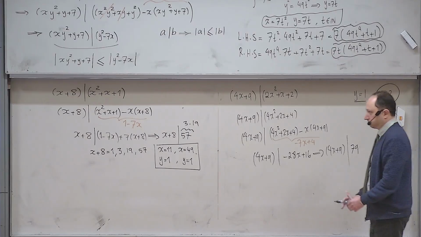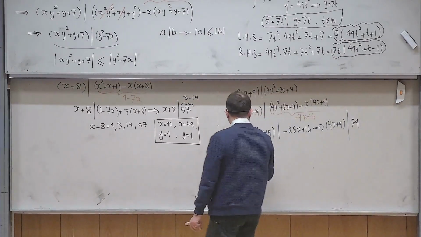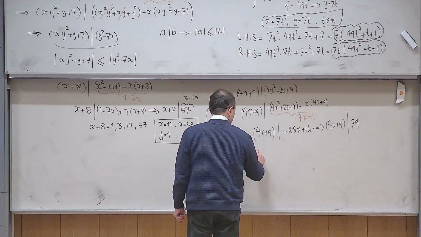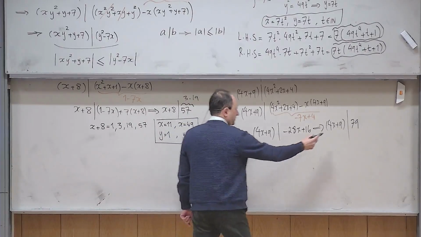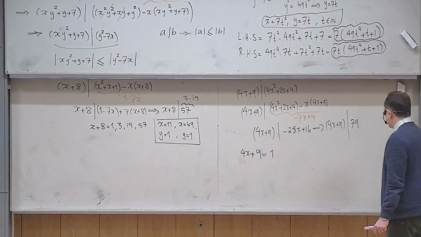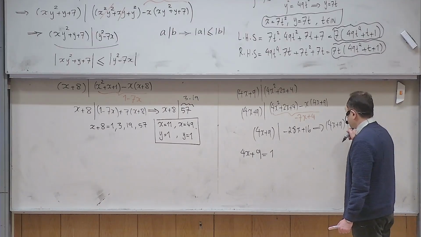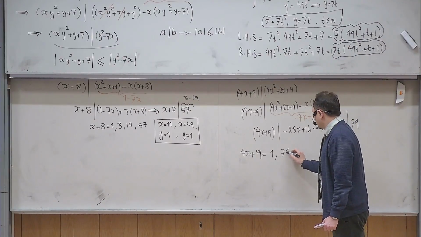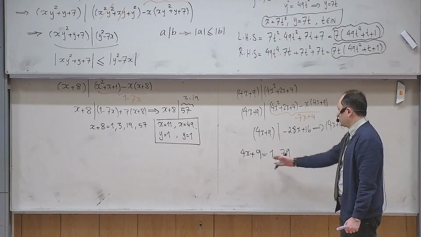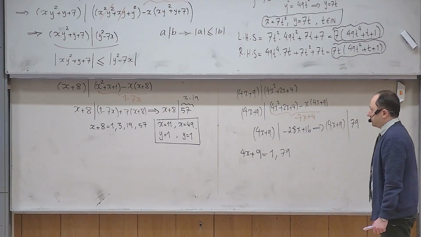Yes? Okay, so this means that 4x plus 9 should be a natural number divisor of 79, so it should be 1, and 79 is a prime number, I would say, yes? So I have only 2 options. Okay, but none of them will work, as you see. So none of them will give rise to a natural number x.